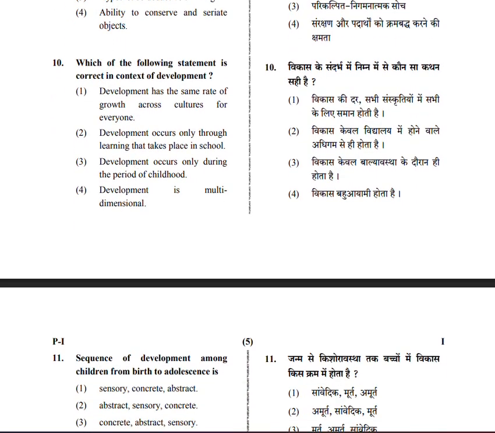Next one. Which of the following statements is correct in the context of development? You have to find out here. There are four options. Development has the same rate of growth across cultures for everyone. No. Development occurs only through learning that takes place in a school. No. Development occurs only during the period of childhood. No. Development is multi-dimensional. This is the correct statement. Development is a complex process that involves changes across multiple dimensions, including physical, cognitive, emotional and social aspects. So the fourth option is the right one.